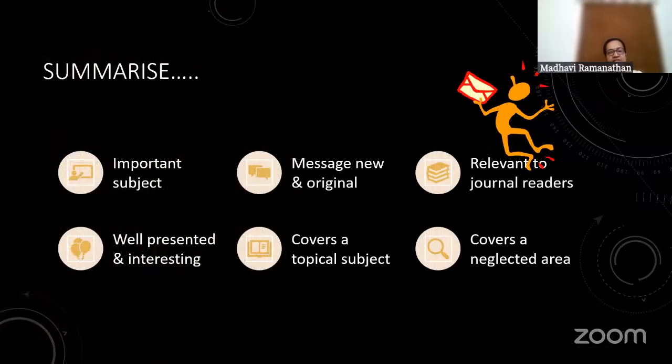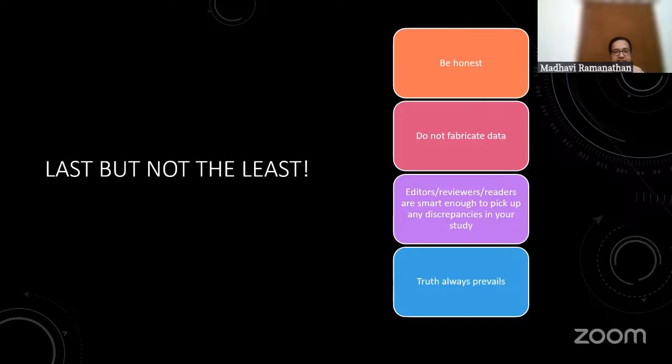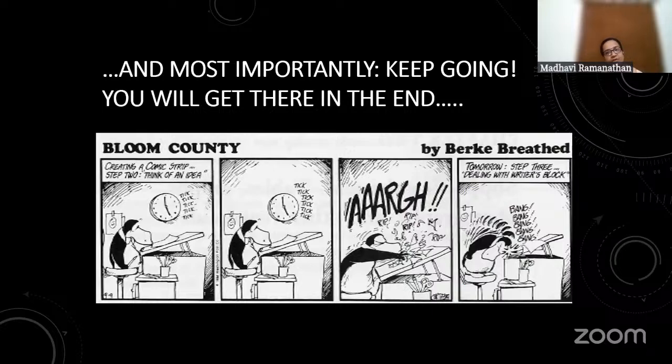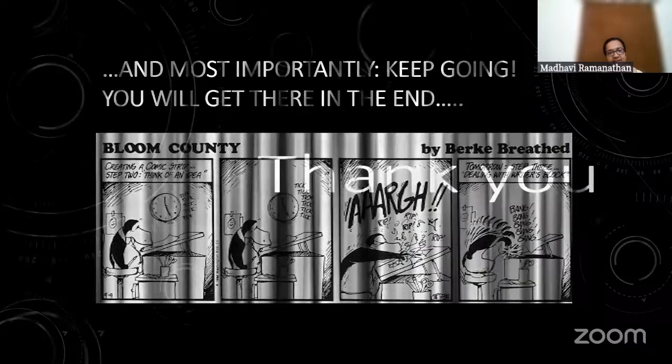So to summarize, you should have a new original message, an important subject to tell, which should be relevant to that particular journal. It should be presented in a clear and interesting manner, and it should cover a neglected area. Last but not the least, be honest. Do not fabricate data. Truth always prevails. And most importantly, keep going. You will get there in the end. Thank you.